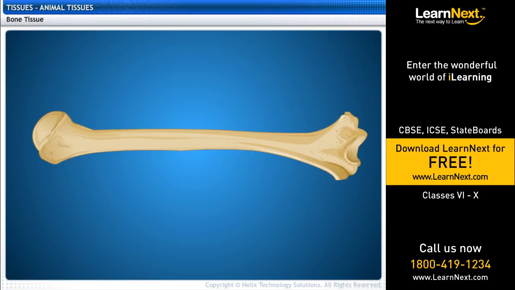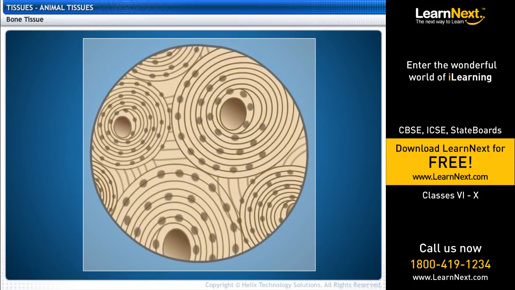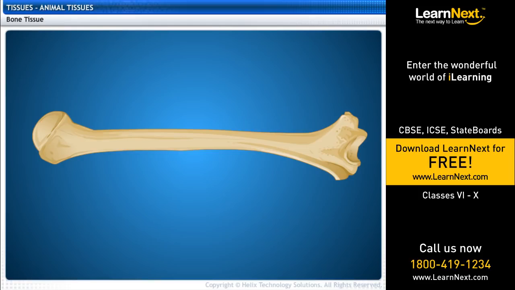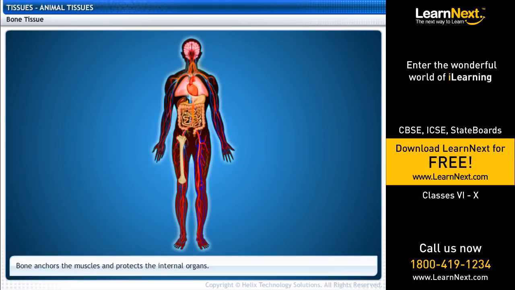Bone is another connective tissue. Bone cells are embedded in a hard matrix composed of calcium and phosphorus compounds. It is a hard, porous tissue that anchors the muscles and protects the internal organs.